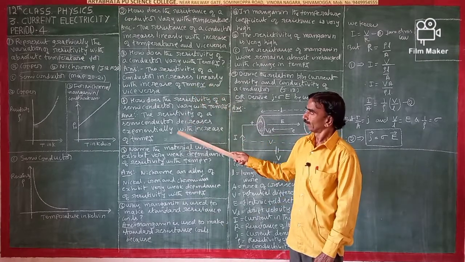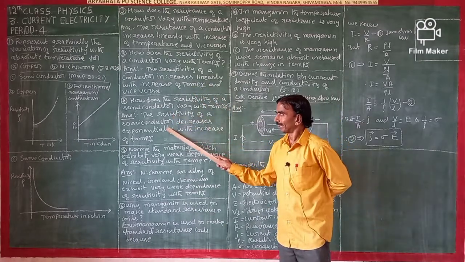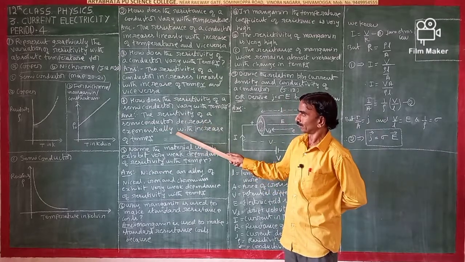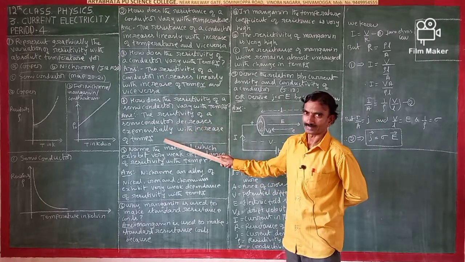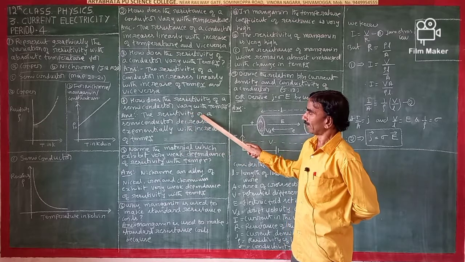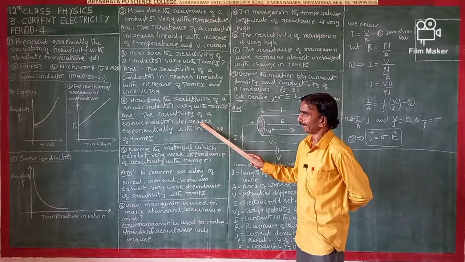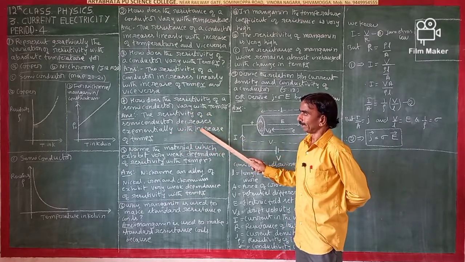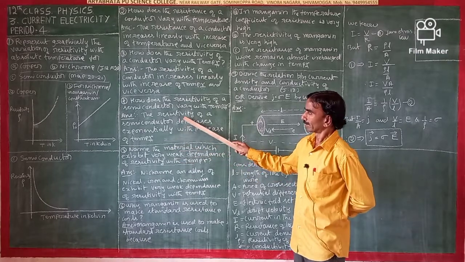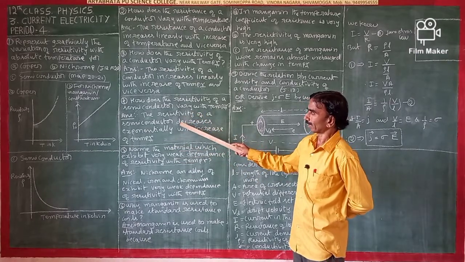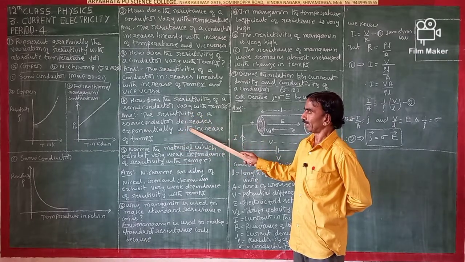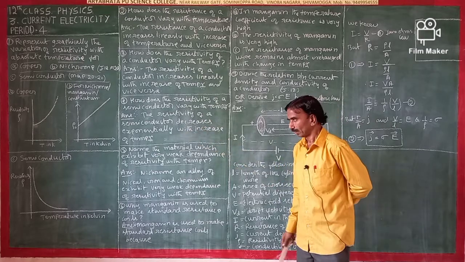Next, the third one is, the resistivity of a semiconductor decreases exponentially with increase of temperature.